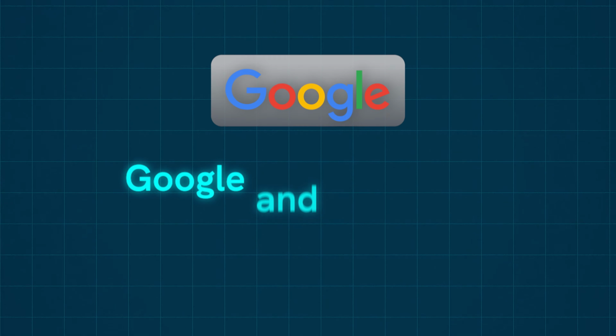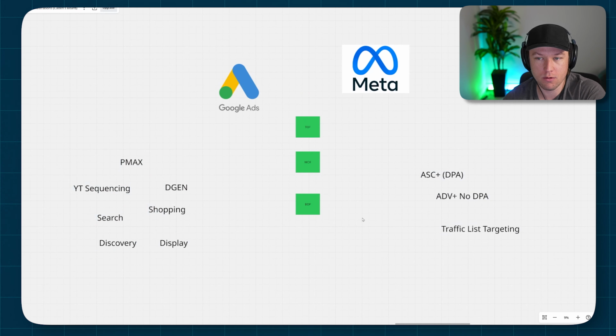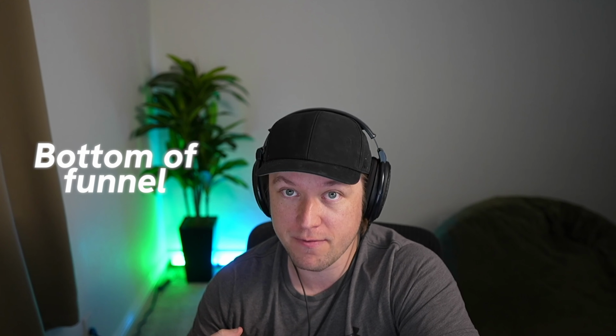So in this video, we're going to be talking about Google and Meta ads and where they fit in the funnel, along with all the other campaign types that we see over here. Now, keep in mind that there's going to be some variation to this. You might want more bottom of funnel, more top of funnel. This is just going to be a general understanding of how the platform works for you guys.